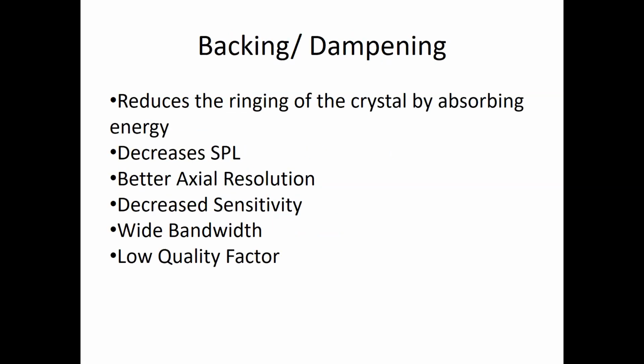Okay, backing, or dampening. So this is going to decrease that spatial pulse length. So it's better axial resolution. And then sensitivity. So if my machine is very sensitive, it's going to display all of those little tiny amplitudes as signal versus noise. You want decreased sensitivity, like our high school boyfriends, right? You want decreased sensitivity, so you're not overly displaying noise, but you're not under displaying your signal.